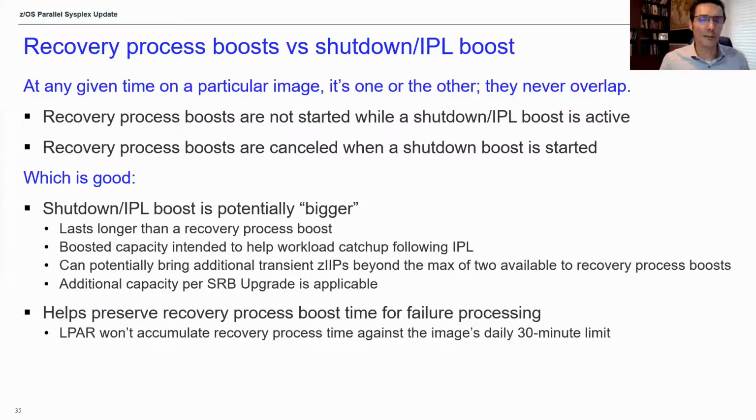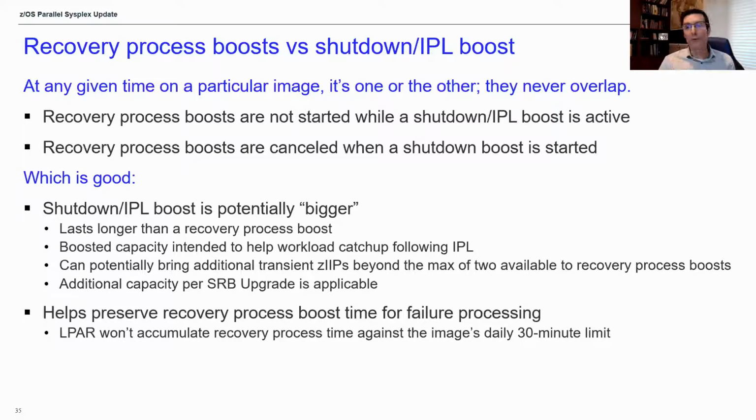So let's talk a little bit about recovery boosts versus shutdown IPL boosts. So if you are in the middle of a shutdown IPL boost, you will not be able to do a recovery process boost. And that is probably a good thing. And we'll also say that if you are in a recovery boost and all of a sudden a shutdown boost is initiated during that, you also are going to cancel that recovery process boost. In both of those cases, that's good news, because shutdown IPL boosts are much larger than these more targeted Sysplex recovery boosts. So they last a lot longer.